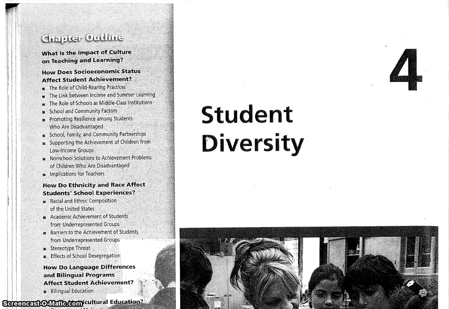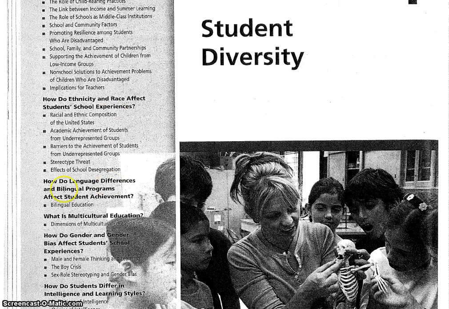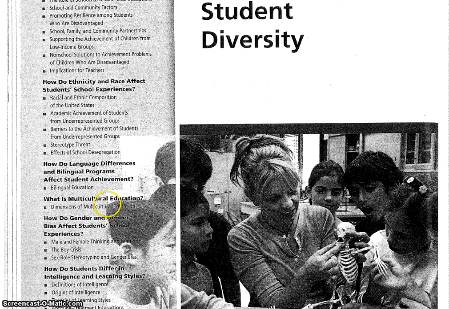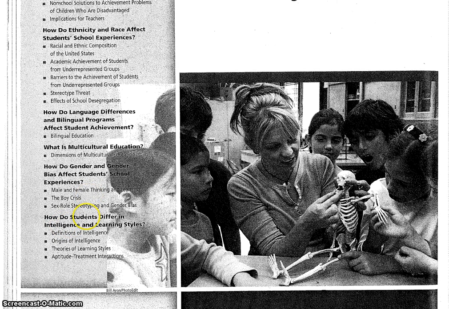Just as a quick review, we're starting Chapter 4, which is student diversity. Best practice should have you looking at the outline first for each chapter. What's the impact of culture on teaching and learning? You're going to look at socioeconomic status and how that affects student achievement, how ethnicity and race affect student school experiences, how language differences and bilingual programs affect student achievement, what is multicultural education, how do gender and gender bias affect student school experience, and how do students differ in intelligence and learning styles. So we get a good idea of what the chapter is about.